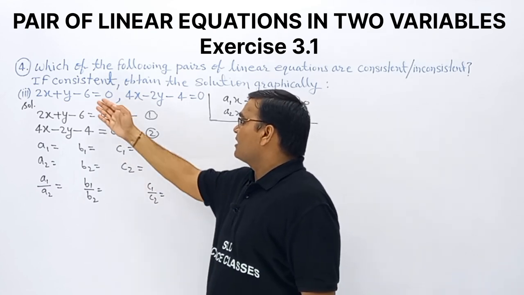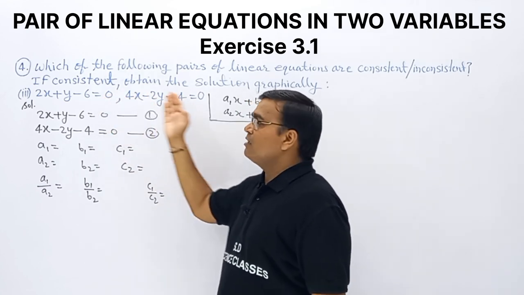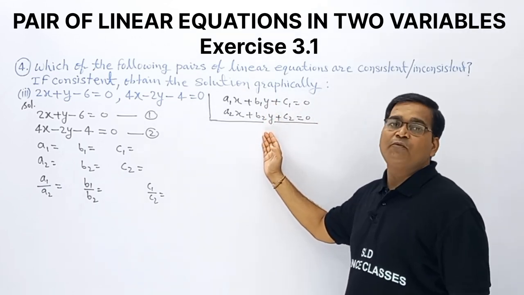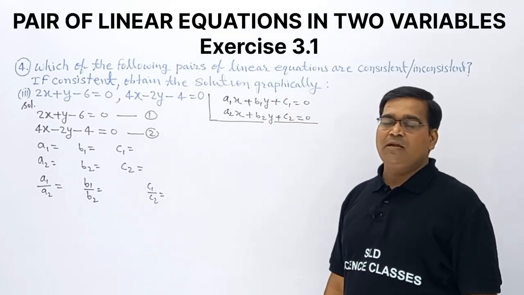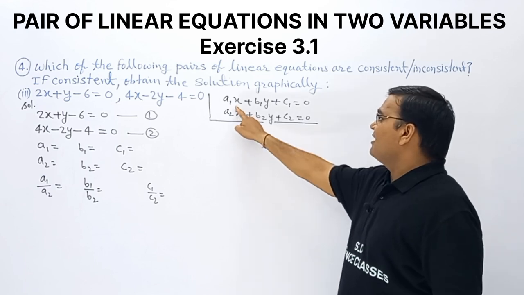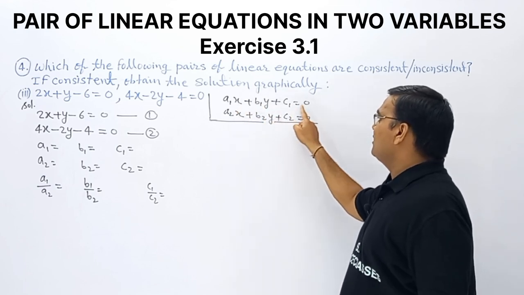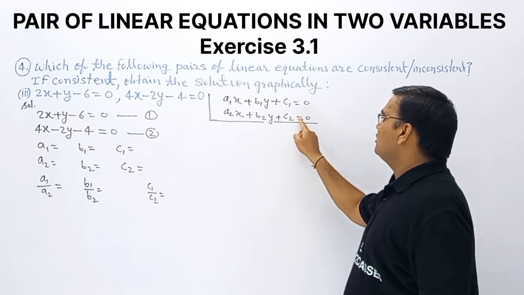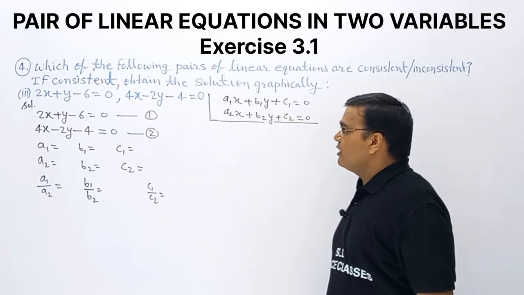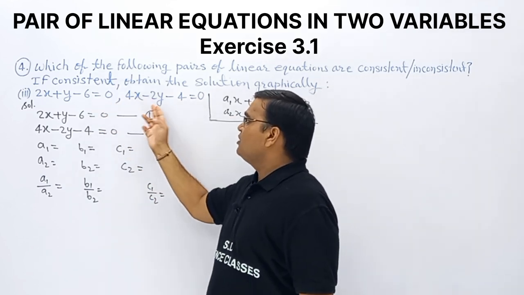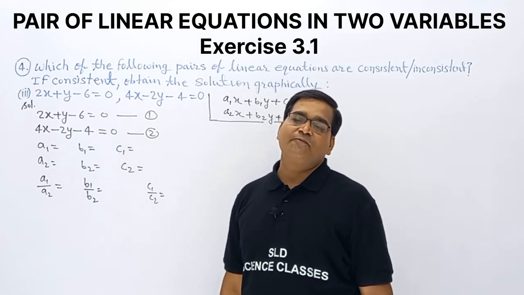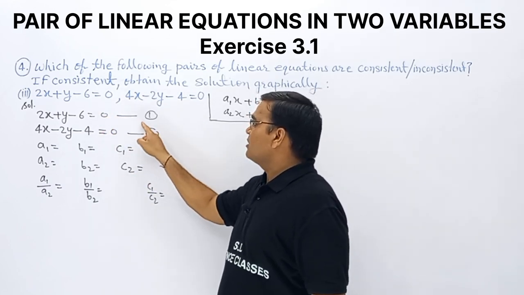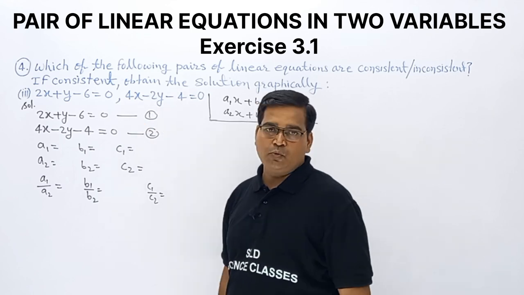So first we will write these equations in the general form. The general form of a pair of linear equations in two variables is a1x plus b1y plus c1 equal to 0, and the second one is a2x plus b2y plus c2 equal to 0. Already we have these equations in general form. Now we only need to compare. I am writing this as equation number 1 and this as equation number 2.